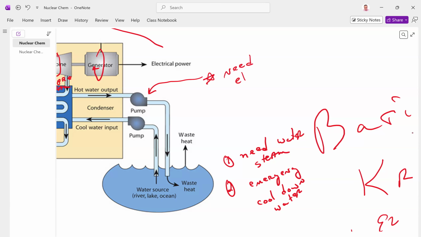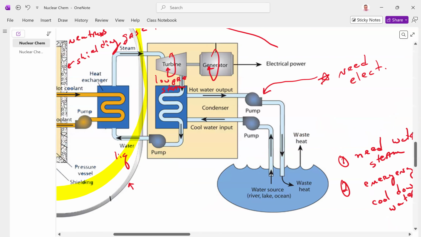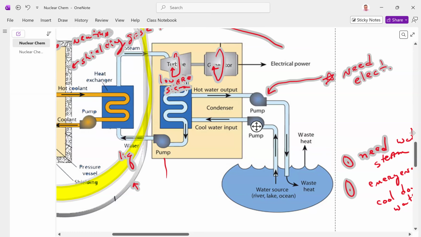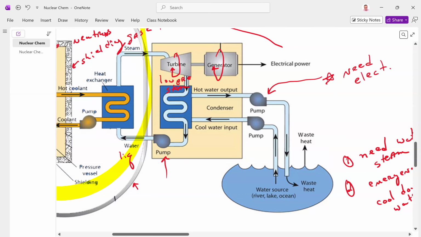Also, these guys need electricity to run. No electricity, no pump. Boom. Bad, bad, bad. Pump there. So if the pumps aren't supplied with electricity, this fails miserably. Now that's the problem right now in Ukraine.